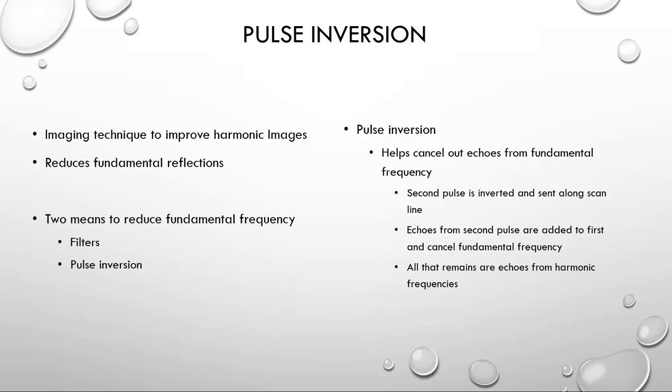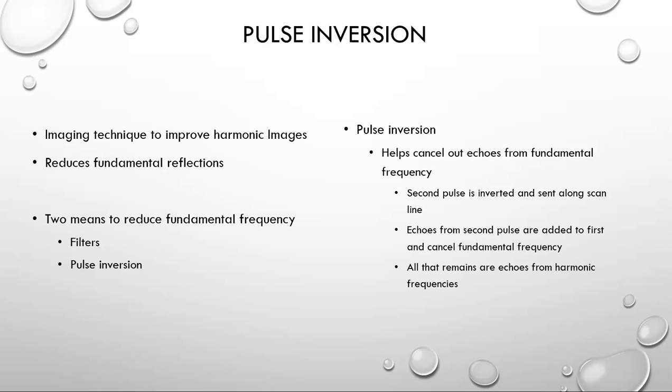There's a technique of improving harmonic imaging known as pulse inversion. This reduces the reflections from the fundamental frequency. There are two means to reduce the fundamental frequency. One is by the use of filters and the other is by pulse inversion. Pulse inversion helps cancel out echoes from the fundamental frequency.